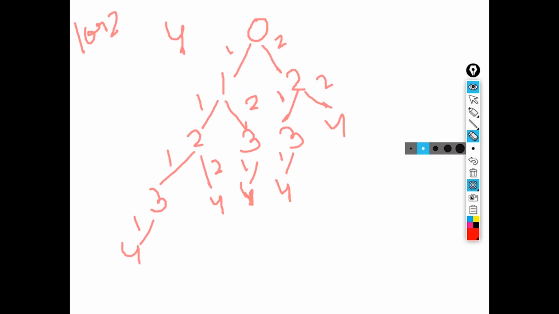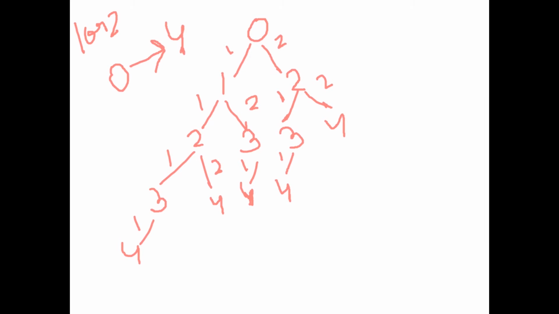So how many ways do we take to reach this part? See, this is one way, this is the second way, this is the third way, this is the fourth way, and this is the fifth way. So clearly we can see that starting from the 0th step, we can reach the 4th step in 5 number of ways.